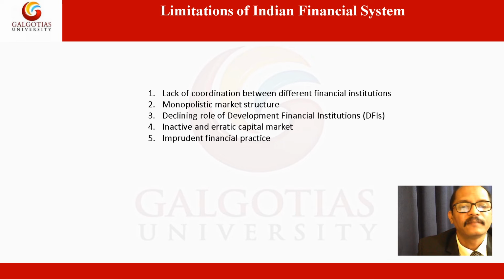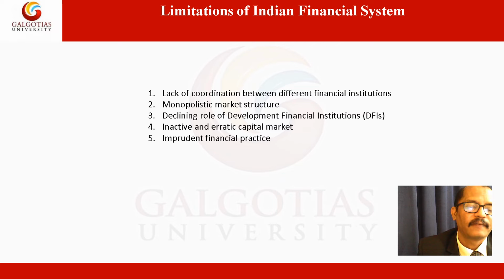The second limitation is the monopolistic market structure. In India, some financial institutions are so large that they have created a monopolistic market structure in the financial system. For instance, the entire life insurance business in India was in the hands of LIC. The UTI has more or less monopolized the mutual fund industry. This has persisted for so long, but with the liberalization started in 1990, these things have been done away with.